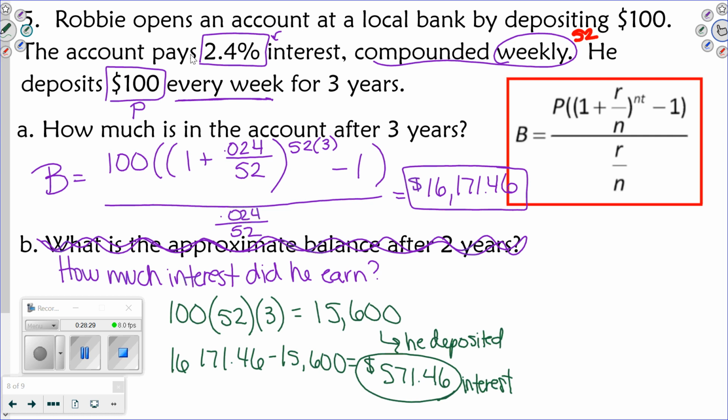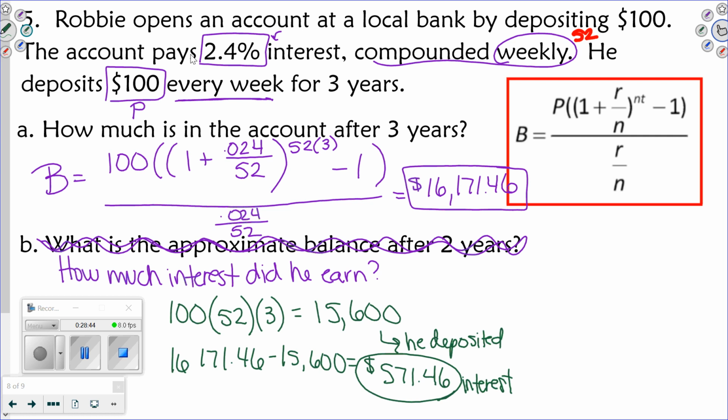So part A, just plugging things into your formula, 16,171.46. Did anyone not get that? Okay, I do want to help you. Don't be frightened of me because I get frustrated with you, but I do want to help you.